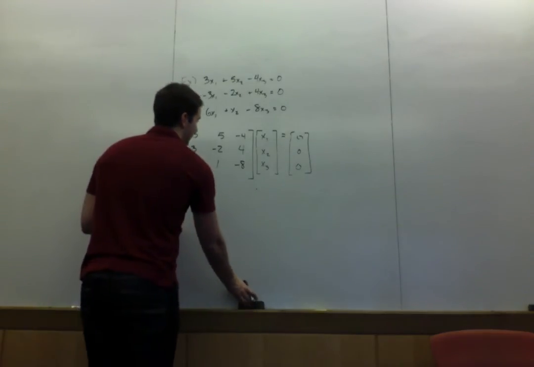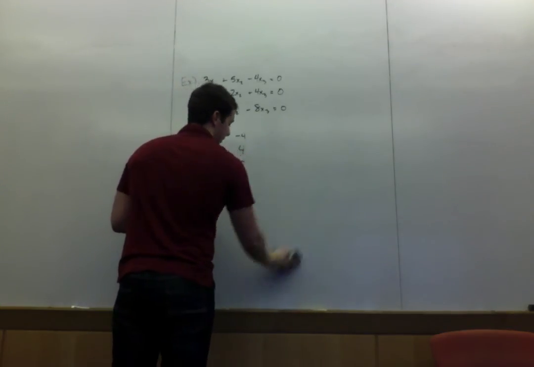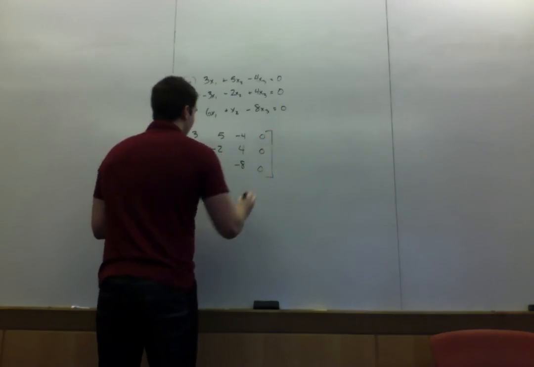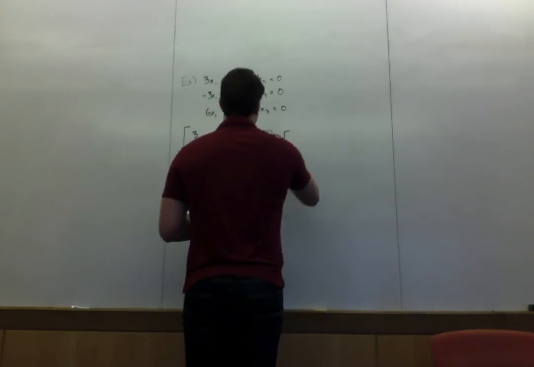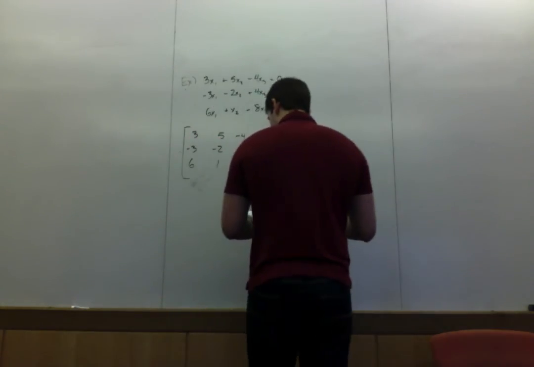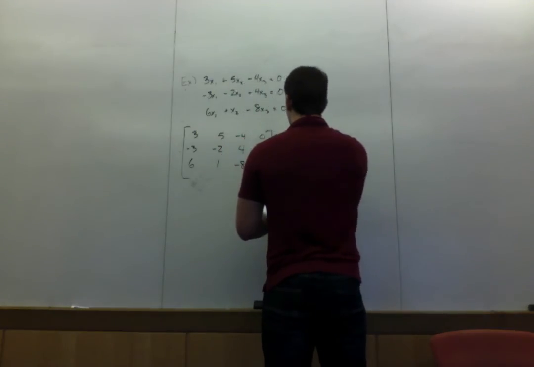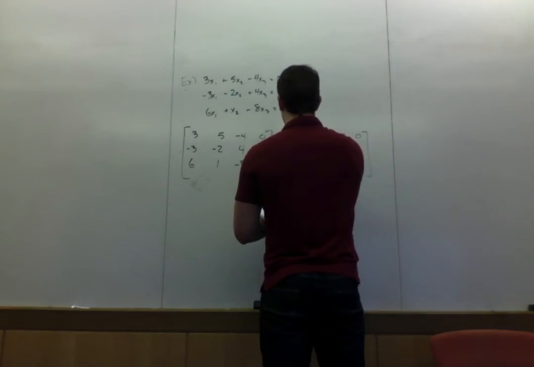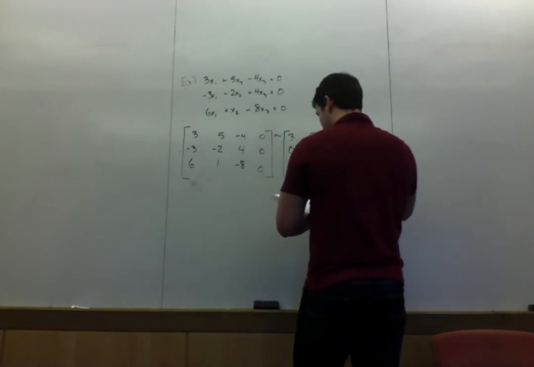Now we'll rewrite this as an augmented matrix. So just throw the zeros here. And everyone's favorite afternoon activity is, of course, row reduction. So we will add row 1 to row 2. So row 1 stays the same, 3, 5, negative 4, 0. Row 2 becomes 0, 3, 0, 0.